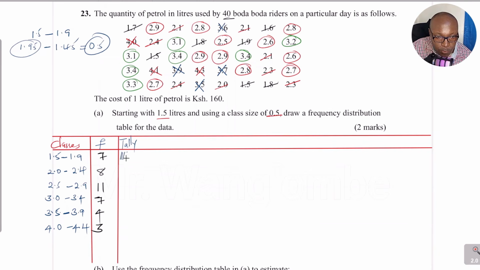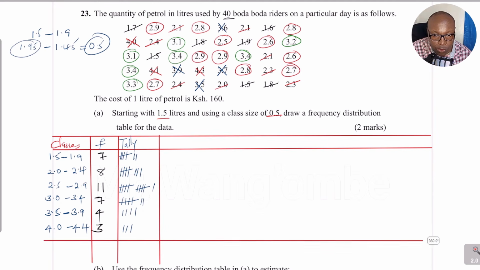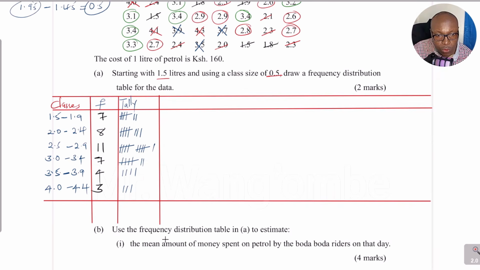1, 2, 3, 4, 5, 6, 7. 1, 2, 3, 4, 5, 6, 7, 8. 1, 2, 3, 4, 5, 6, 7, 8, 9, 10, 11. Then 1, 2, 3, 4, 5, 6, 7. 1, 2, 3, 4. 1, 2, 3. So that is the frequency distribution table. It is complete for the data as required. That is how we're supposed to do that. Now from there, we can go to the next question.